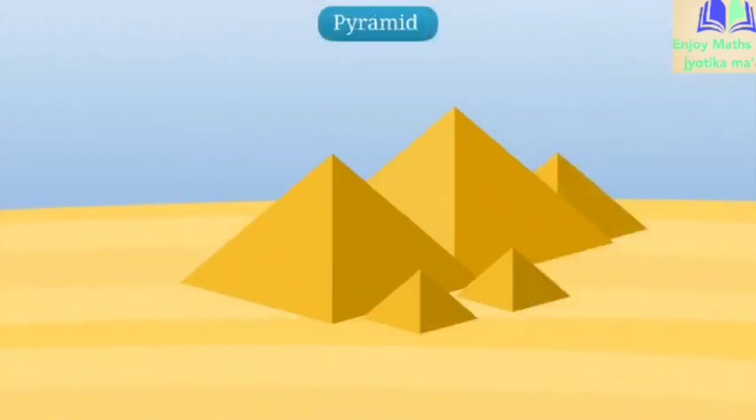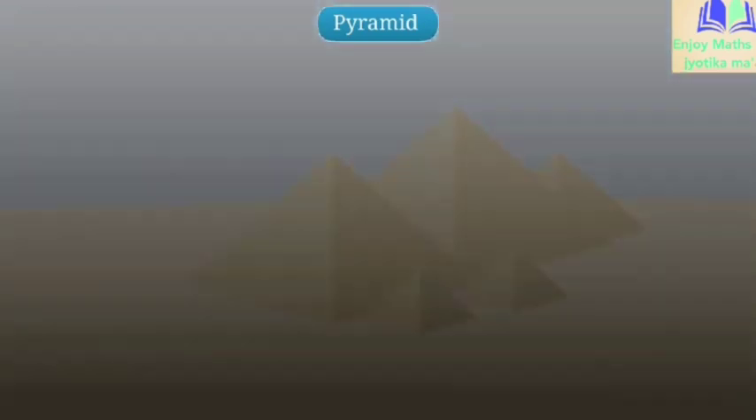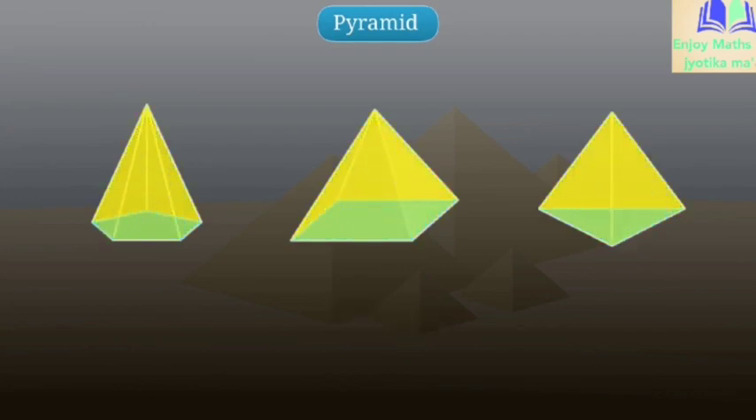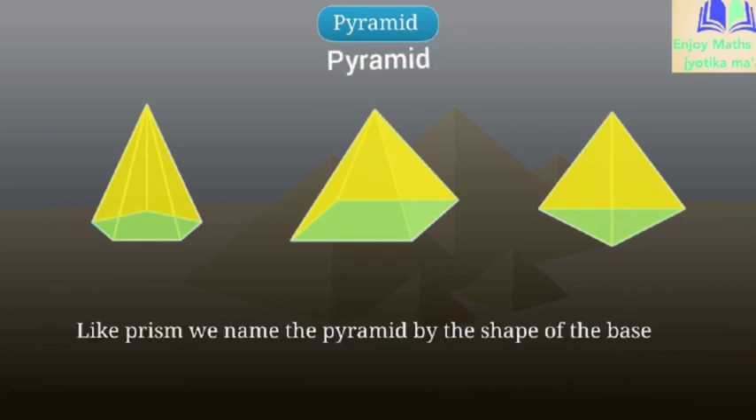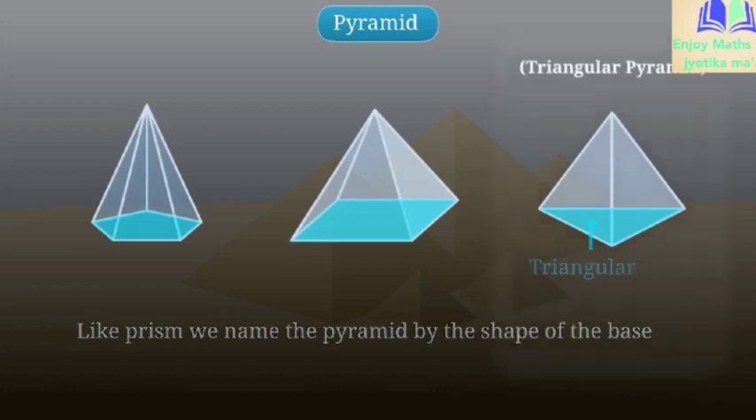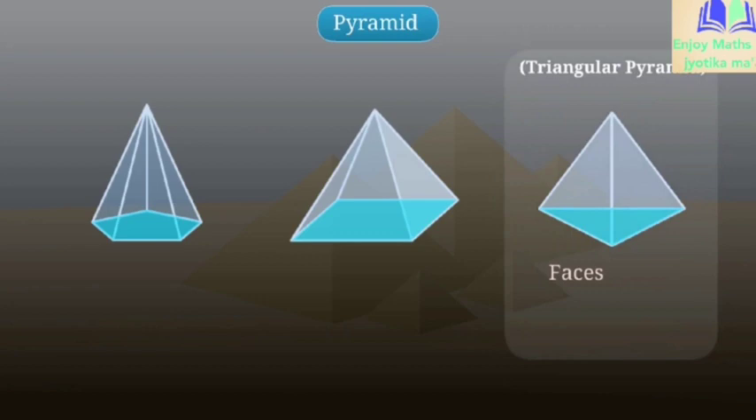You must have seen pictures of the famous Egyptian pyramids. If you look carefully, you will see their shapes in this way. As you can see in this shape, the base can be the shape of any polygon, but the rest of the faces are triangular. We call such a shape a pyramid. Like a prism, we name the pyramid by the shape of the base. As the base of this pyramid is triangular, it is a triangular pyramid. Here you can see that this pyramid has 4 faces, 6 edges, 4 vertices.